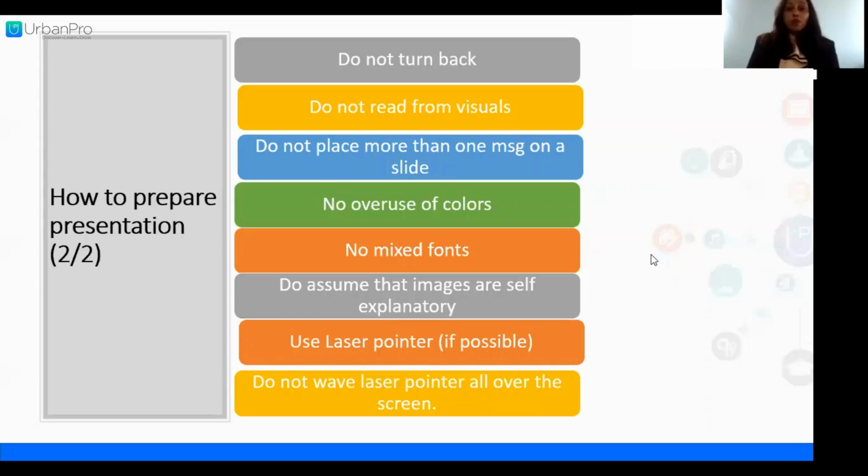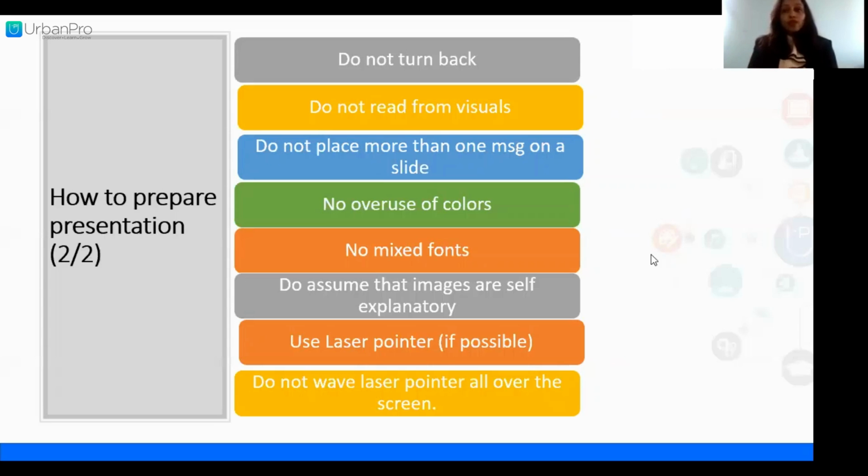Do not read from visuals. It looks very boring that you are just presenting the slide and then you are reading from it. Anybody can do that. Why will they come to hear your presentation if they have to just read it? Do not place more than one message on a slide. It should not be confusing. If you want to give multiple messages, they should be on separate slides.